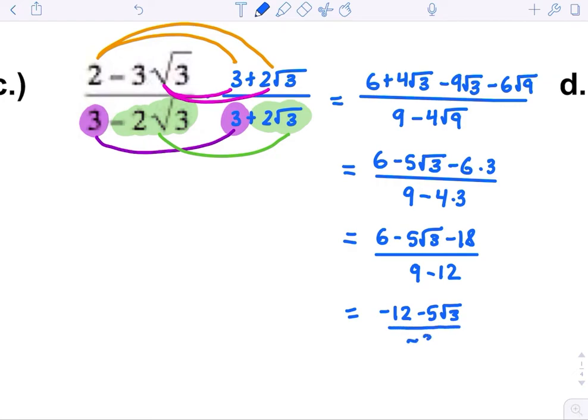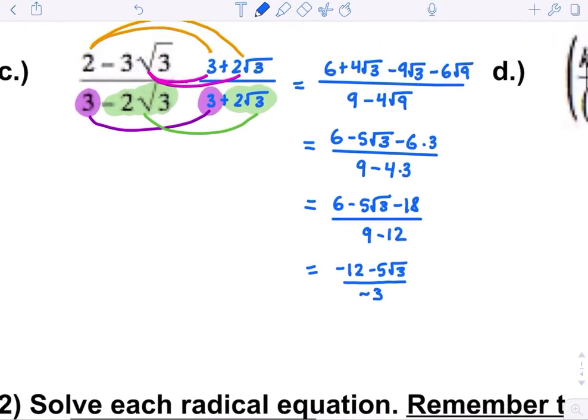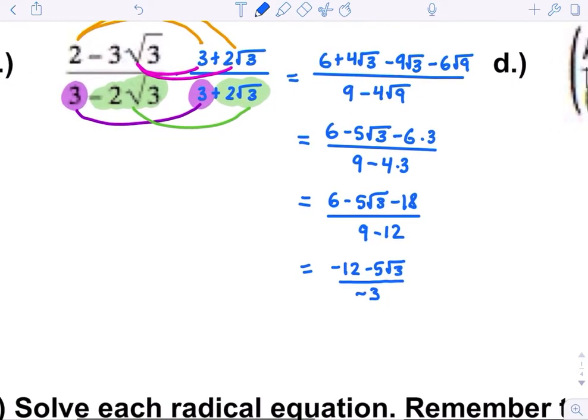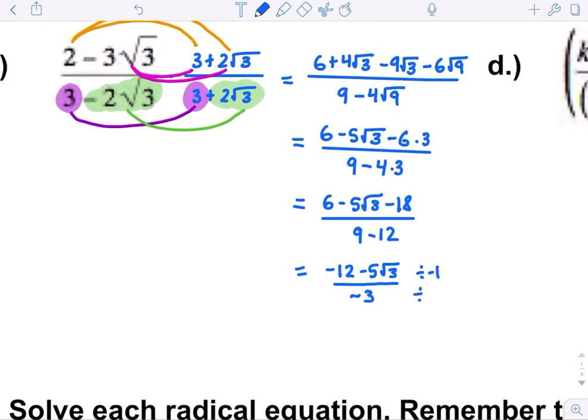All over negative 3. So again, I don't like all the negative signs, so I'm just going to divide top and bottom by negative 1. You don't have to, but it just looks a lot nicer when everything is just positive.